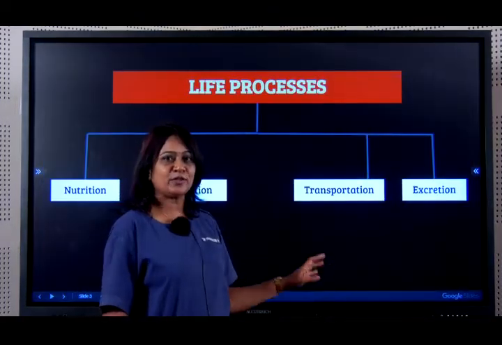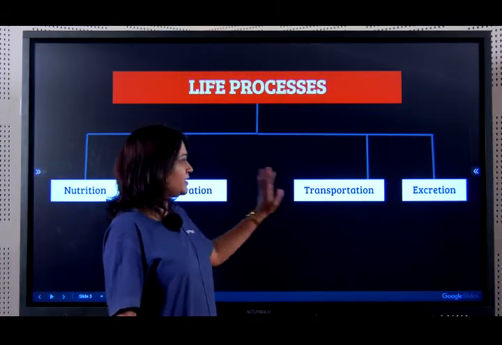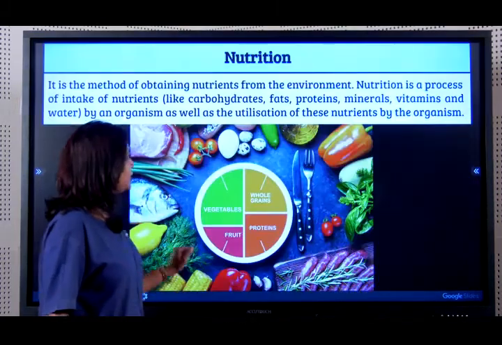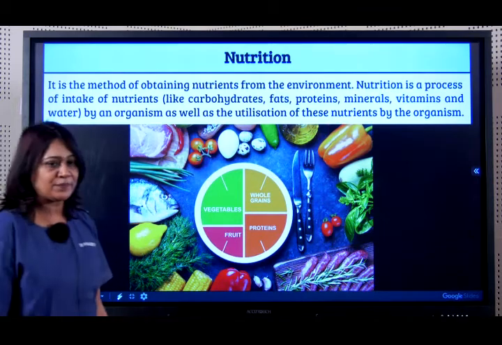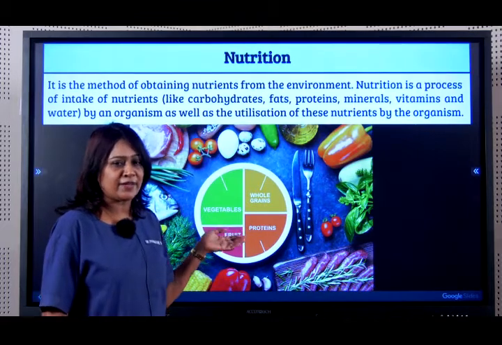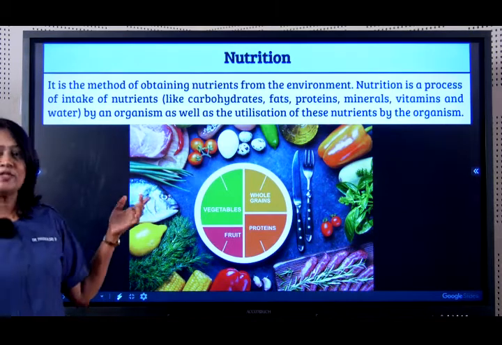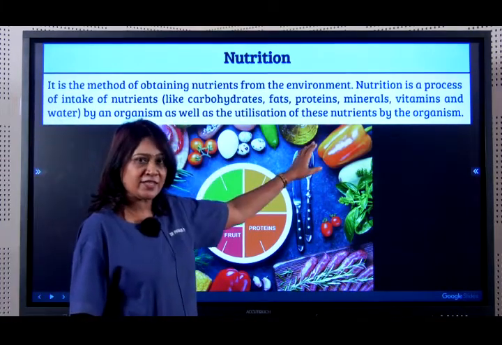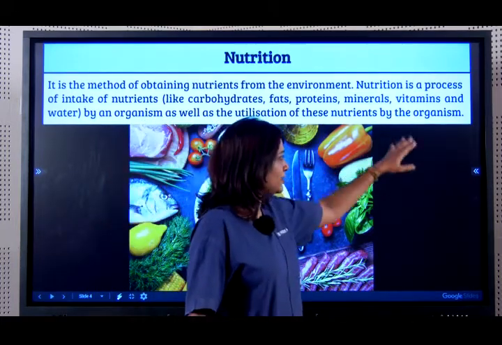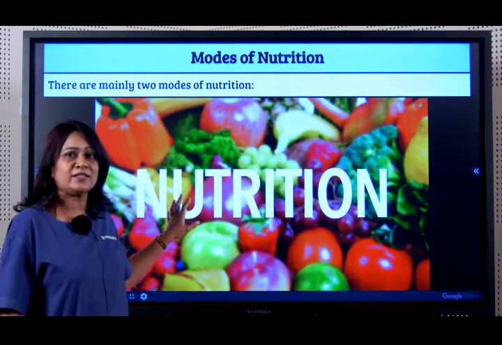So in your syllabus, what are the 4 important life processes? Nutrition, respiration, transportation, and excretion. So let's go into details of each. What is nutrition? Nutrition is a method of obtaining nutrients from the environment. It's a process of intake of foods, the 3 most important foods: carbohydrates, fats, proteins. Then you have the tiny nutrients, which are the minerals, the vitamins, and most important is water. Any organism requires this nutrition.